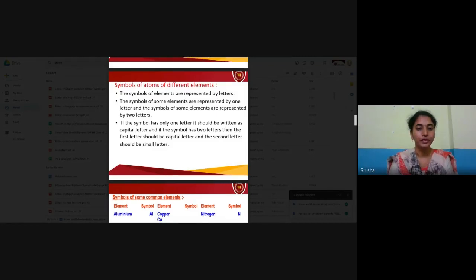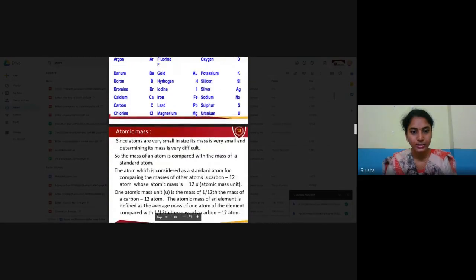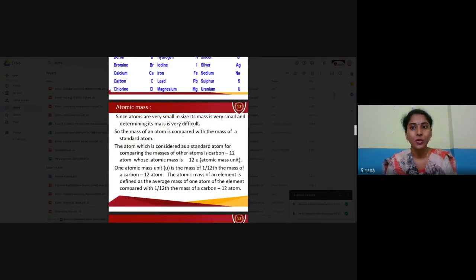So for example, let us look at the symbols of some common elements. Aluminium, so there are two letters here. First is a capital letter and then comes the small letter. Barium, here also two letters, B, and next comes the small letter, Ba. Oxygen, one letter, O. Nitrogen, one letter. Sulfur, S. Uranium, U. Silver, again two letters, A and G. Sodium, N and A. Calcium, C and A. C should be a capital letter and A should be a small letter. Carbon, capital letter C.